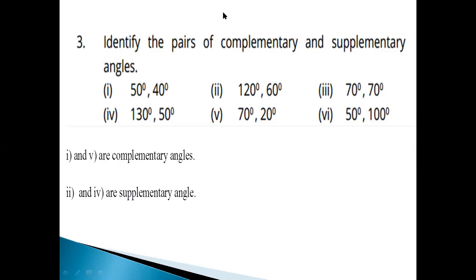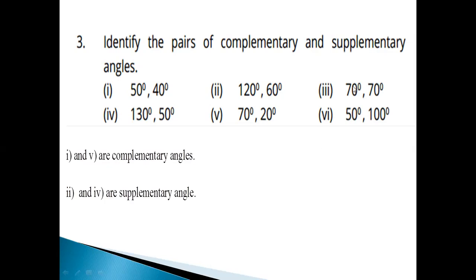Question number 3. Identify the pairs of complementary and supplementary angles. Very easy. How can you identify? You add them. If their sum is 90 degrees, then they are complementary angles. If their sum is 180 degrees, then they are supplementary angles. Look, 50 plus 40. When you add them, it is equal to 90 degrees. So that one is a complementary pair. Next, 120 plus 60. When you add them, you get 180. So the second is a supplementary pair.